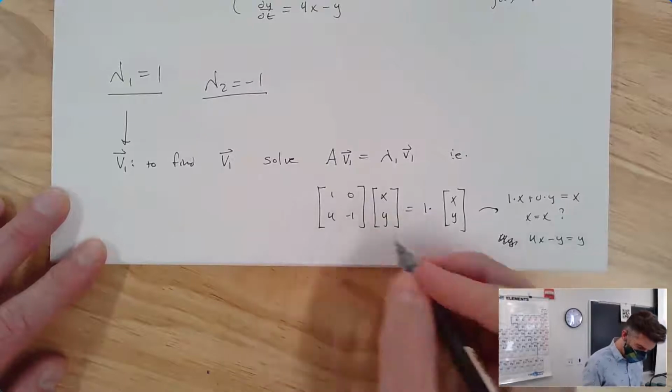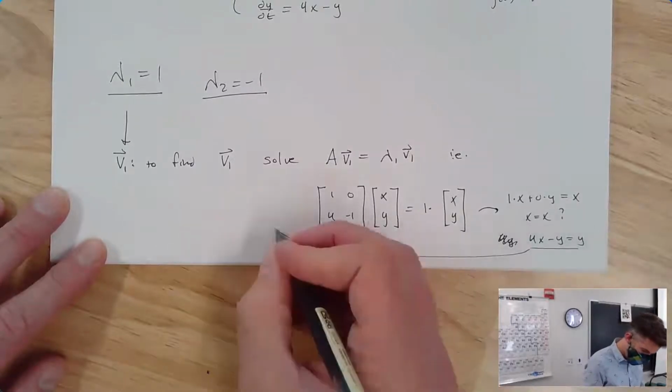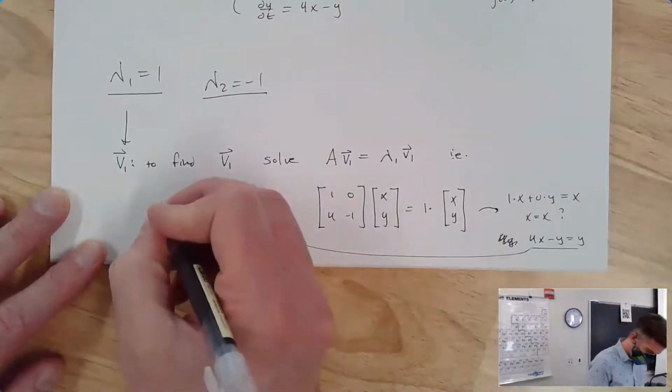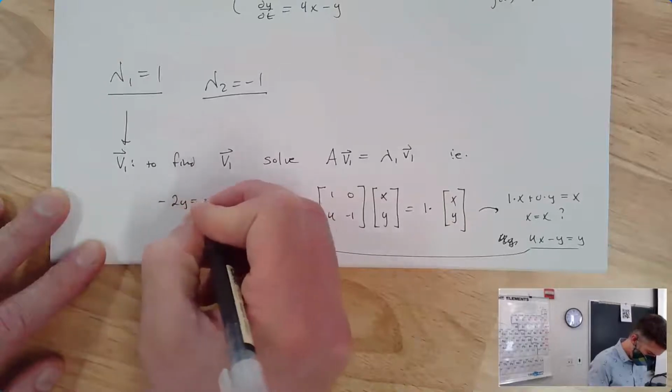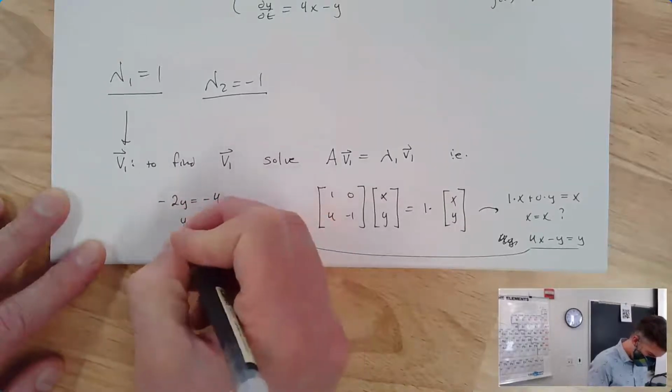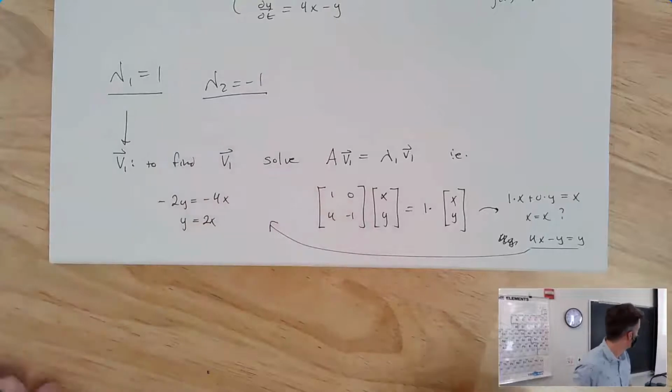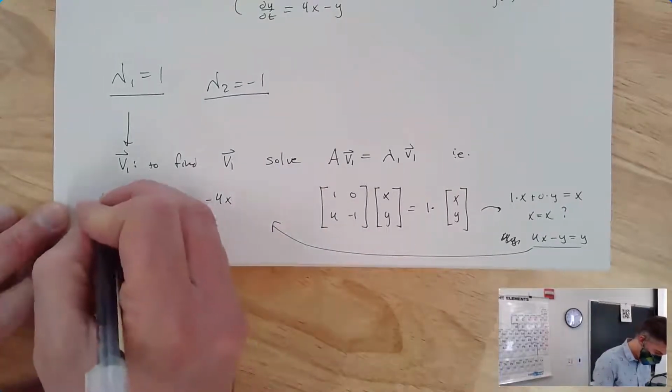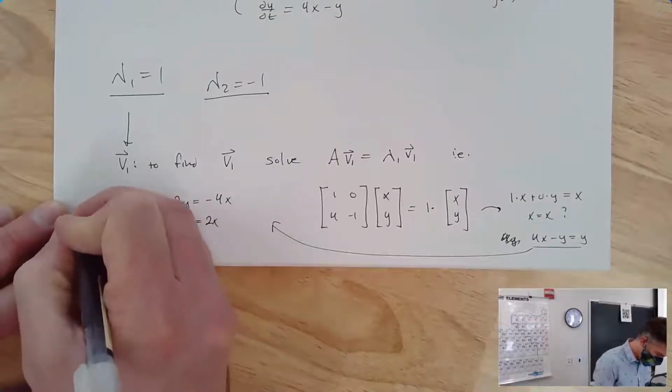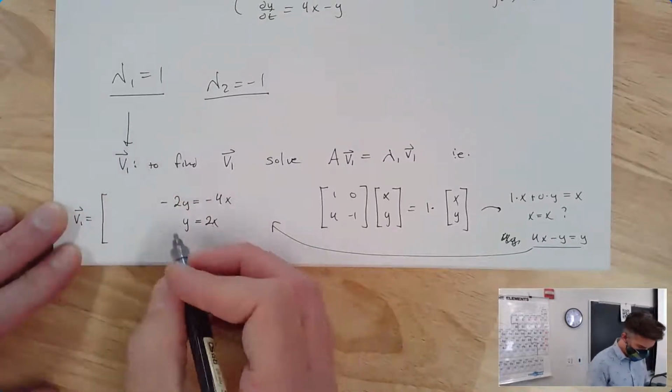So kind of run out of room here. Let me go back over here. So there's the relationship y equals 2x. And here's the kind of standard choice of eigenvector. I would pick 1 for x and 2 for y.